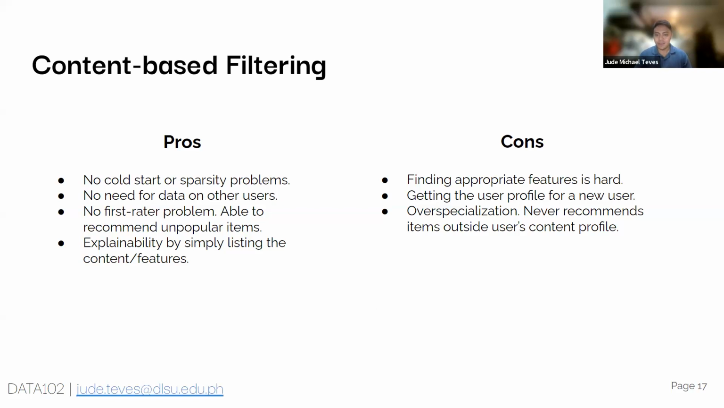Cons would be the following. Finding appropriate features is hard. Getting the user profile for a new user. Over specialization: it never recommends items outside the user's content profile. So again, we typically use this when we're still building up our recommender system because we still don't have the ratings, we still don't have many users and items in there. So we first use content-based filtering, and once we have more, we transition to the other technique, which is the collaborative filtering techniques. That's it.